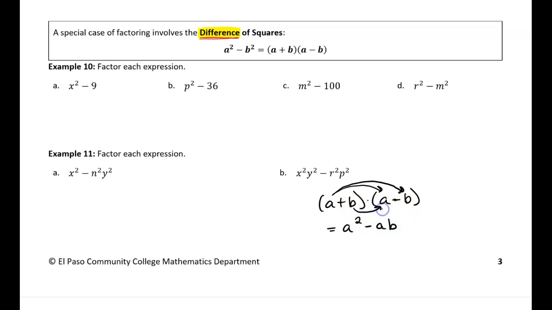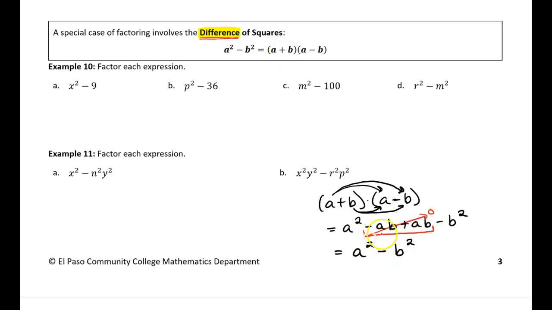Then I could do the inside. Positive b times a positive a is a plus ab. And then I would do the last terms. Positive b times negative b would be a negative, since a positive and a negative is a negative, and b times b is b squared. So from that distributive property, we notice that the ab's on the inside are the exact same thing, but one is negative and one is positive, so they end up canceling to 0, leaving behind just the a squared minus the b squared. So that's the reason why this works.